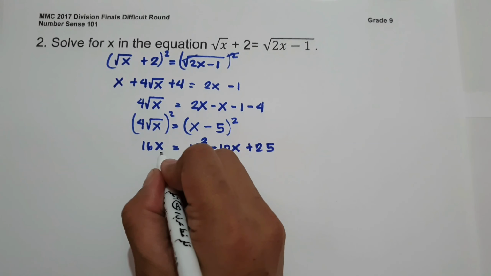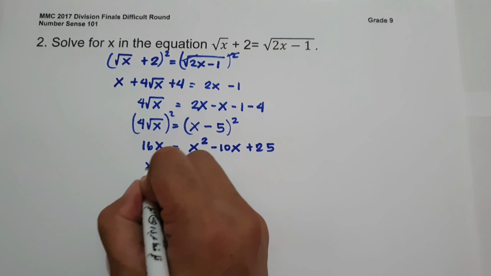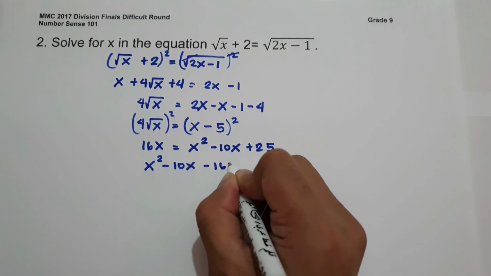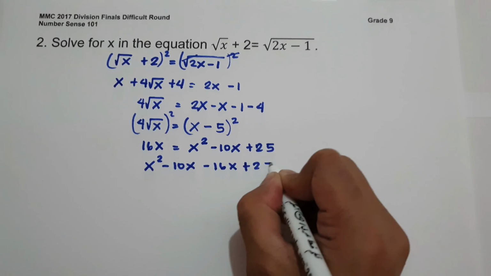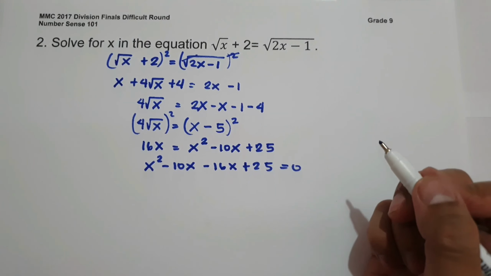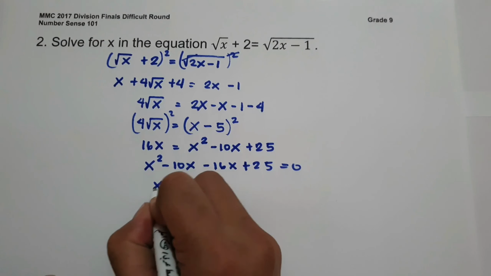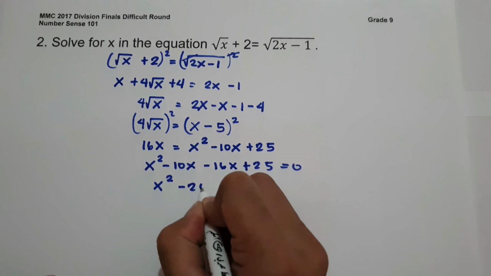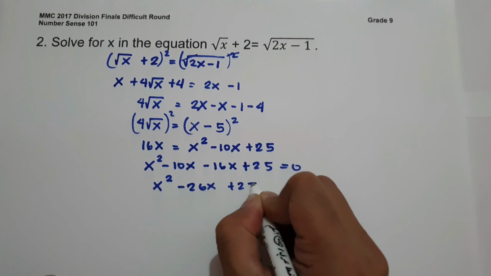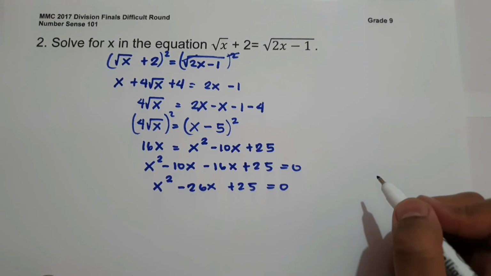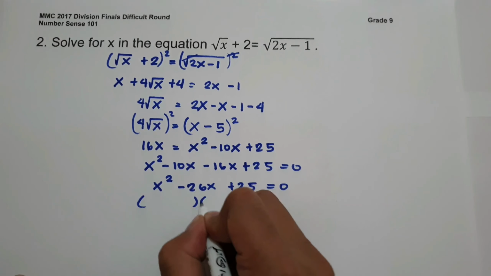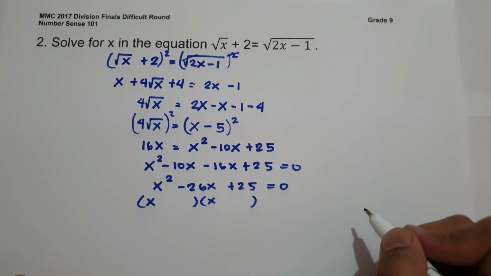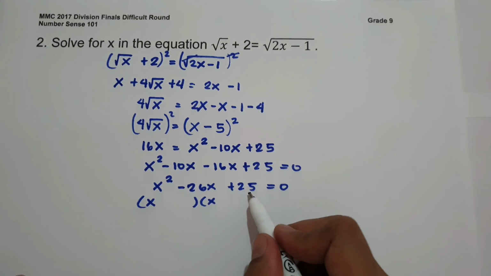So let us move 16 to the other side. That is x squared minus 10x minus 16x plus 25 equals 0. So let us simplify. Let us have x squared, negative 10x minus 16x, that is negative 26x plus 25 equals 0. So let us factor this one. The factors of x squared are x and x. And what are the two numbers that, if we multiply, we can get positive 25?